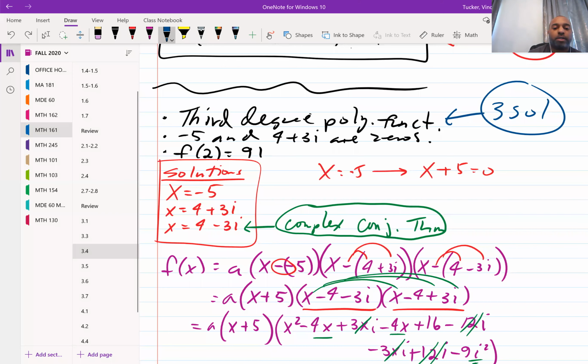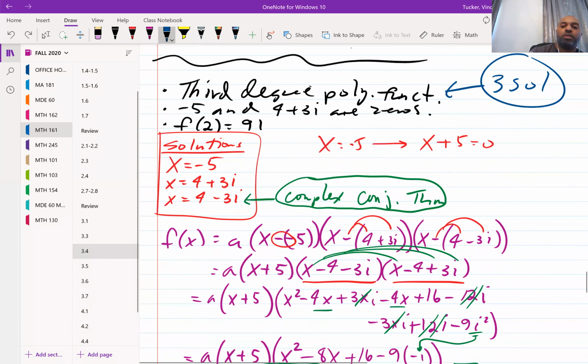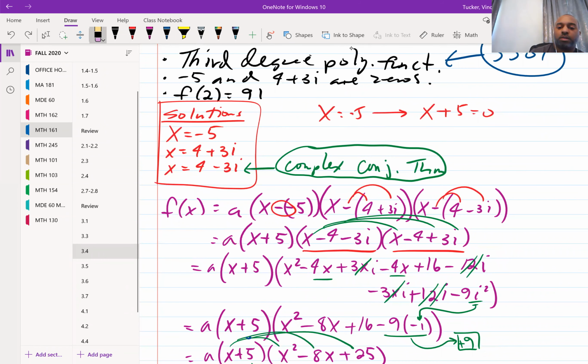So I'll distribute x into the other parentheses, distribute negative 4 into the other parentheses, and then distribute negative 3i into the other parentheses. Also, notice we have that A still sitting out here in front. Remember I told you that's what we need to do, put A out there, just in case we need to multiply like last time. A ended up being negative 3. So that means we needed that negative 3 to be a part of the function in order for us to get negative 150 when we plugged in 3.